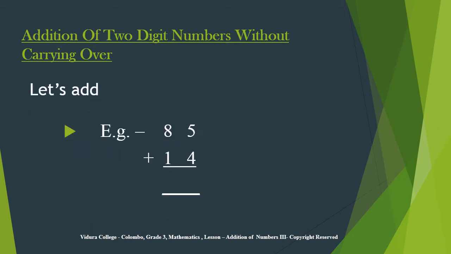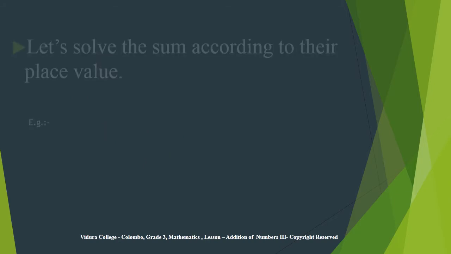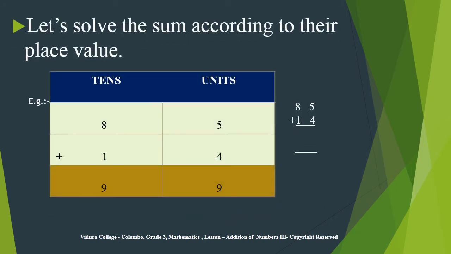Okay children, first you are going to learn about how to add two-digit numbers without carrying over. So look at the example given. You should add 85 to 14. Let's see how to solve that sum using the place value.